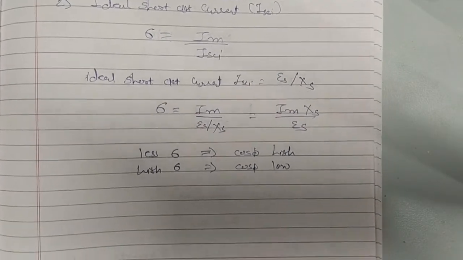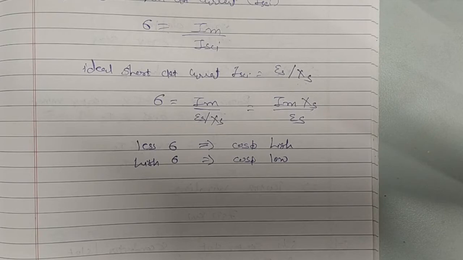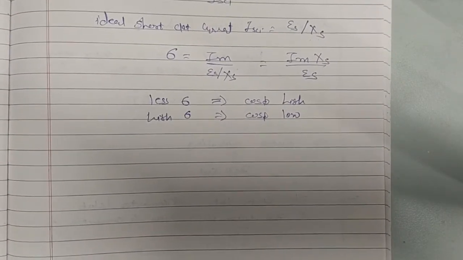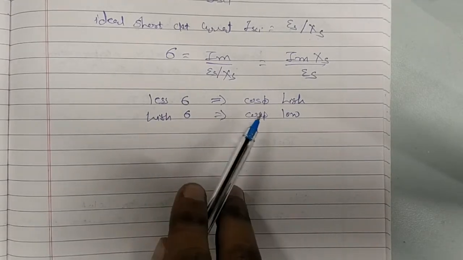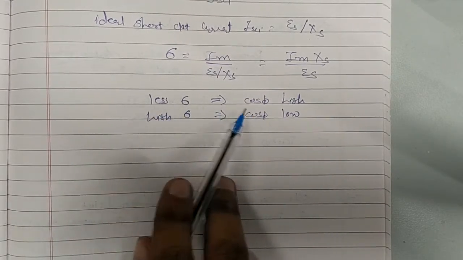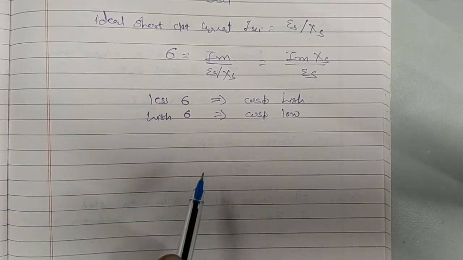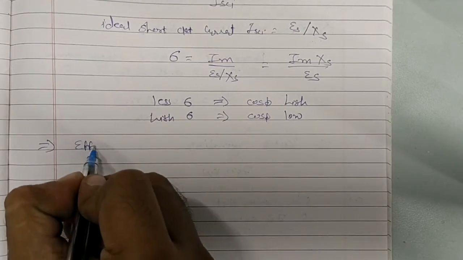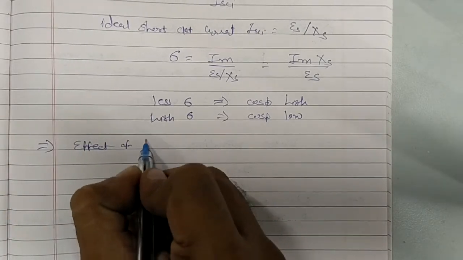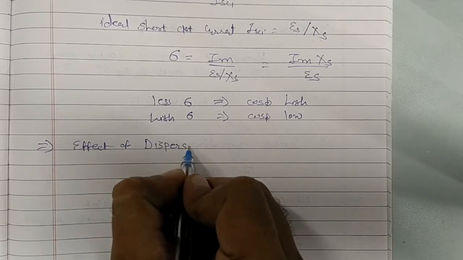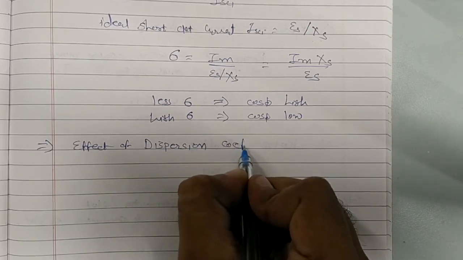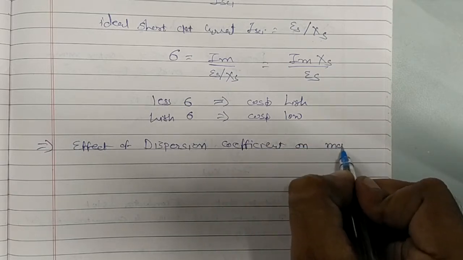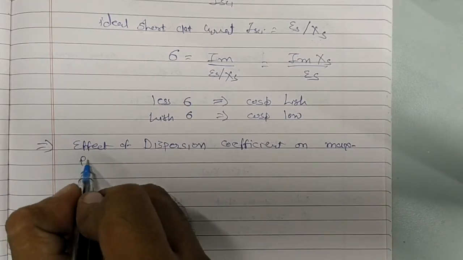Now we are going to see the effect of the dispersion coefficient. The first parameter we will select is the power factor. In detail, let us see how we can see this relationship. So, the effect of dispersion coefficient on maximum power factor.